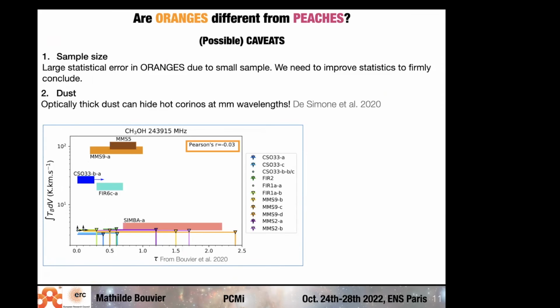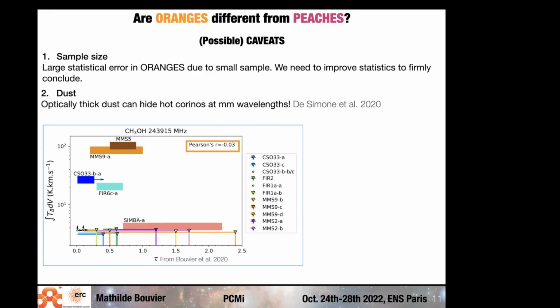Another important possible caveat is the dust. There are recent studies led by Mathilde Simon that showed that at millimeter wavelengths, if the dust is optically thick enough, it can completely obscure the presence of a hot corino. So to check if dust was playing a major role in detecting hot corinos in Orion, we compared the velocity integrated emission of one of the most intense methanol lines as a function of dust optical depth that we derived in a previous continuum work.